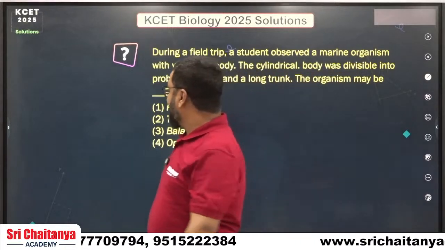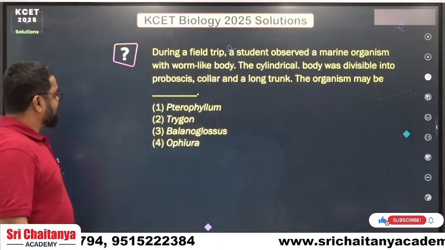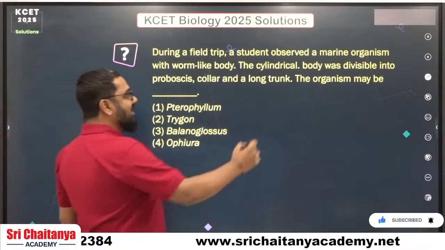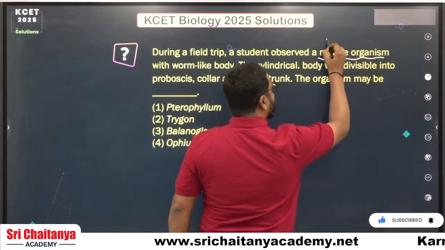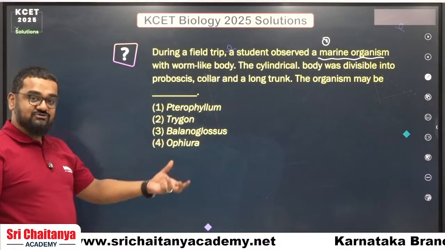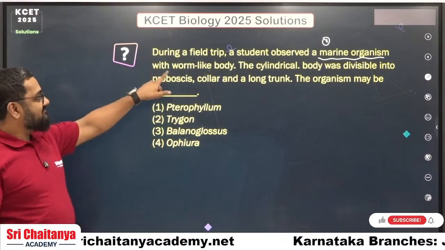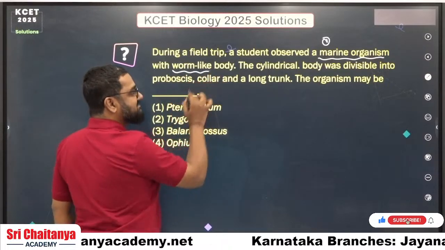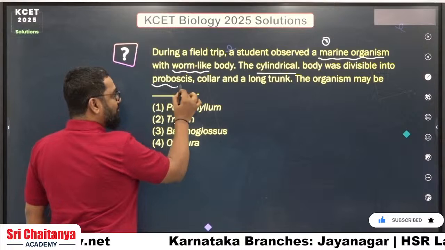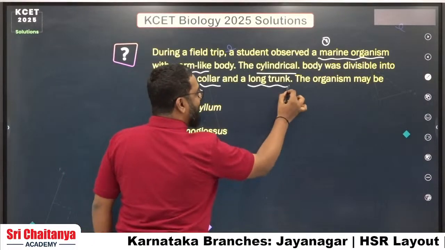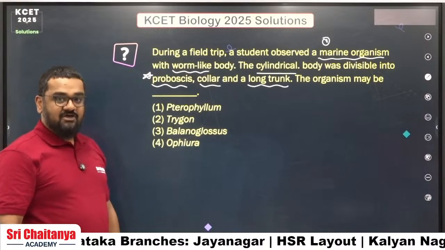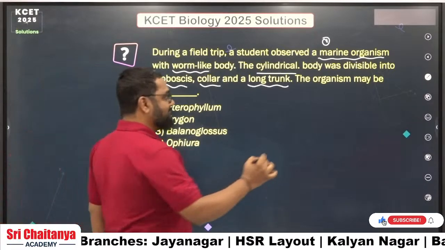The first question in the zoology part: during a field trip, a student observed a marine organism. So this is the first character which they observed, right? So you can think of any organism which is exclusively marine or it is marine with a worm-like body. So they are saying it is a worm, which is cylindrical, and body was divisible into proboscis, collar and a long trunk. Now this is a characteristic feature of a phylum which is called as Hemichordata, isn't it?